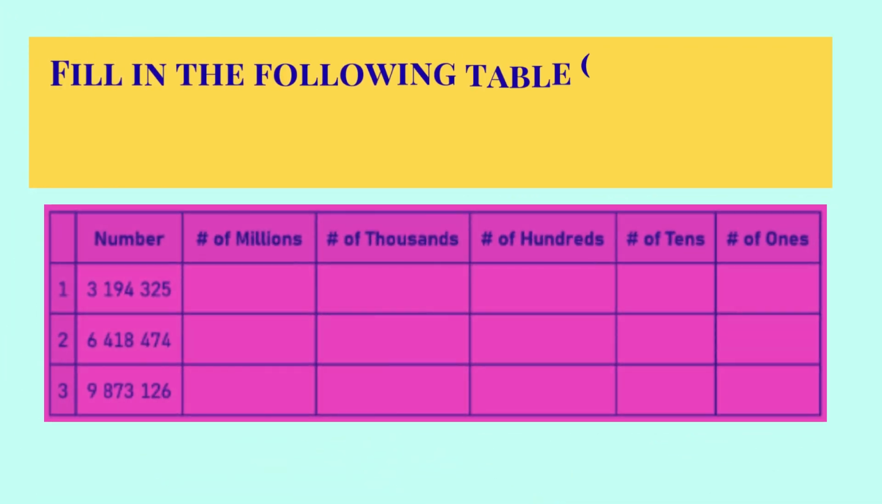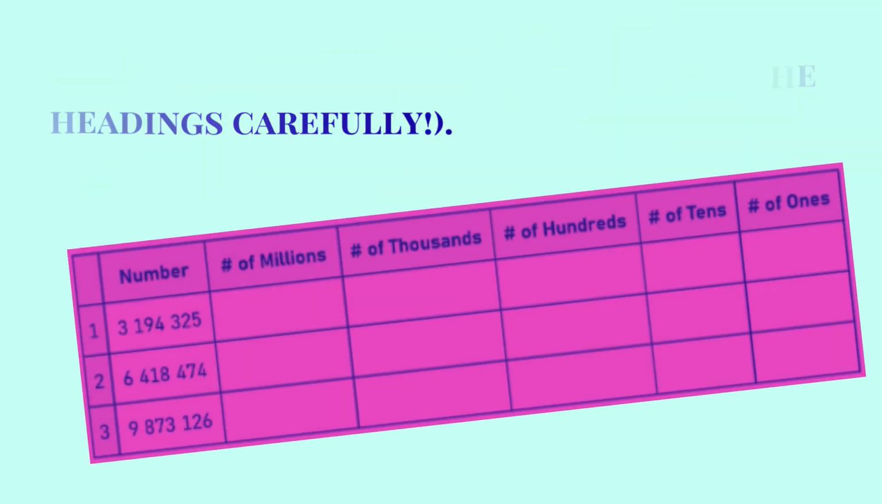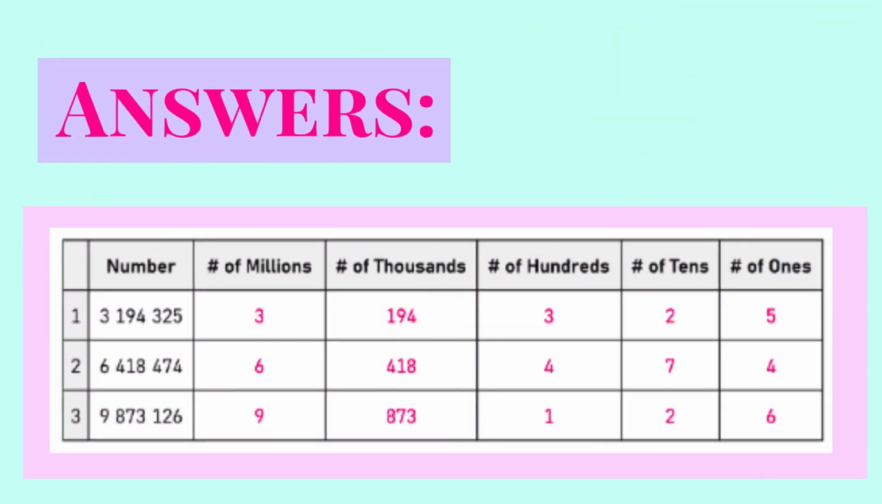Next, I will ask you to complete the following table by finding how many millions, thousands, hundreds, tens, and ones are in each number. Pause here and fill in this table on your own. Think carefully about the total number of each place value unit in the entire number. When you're ready to check your answers, unpause your video and come back. Here are your answers.